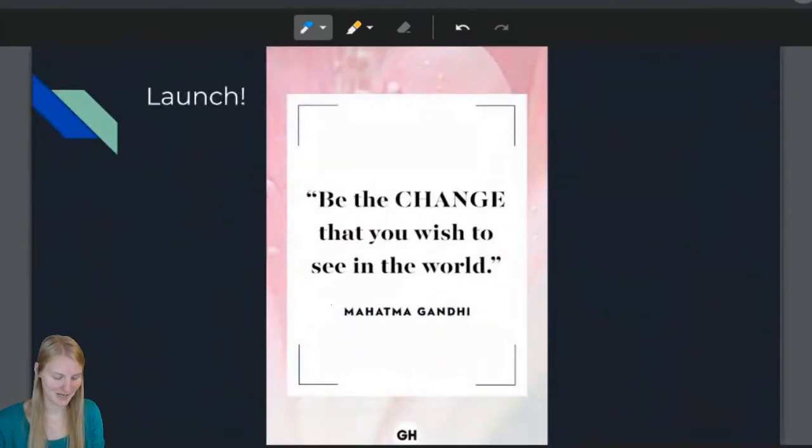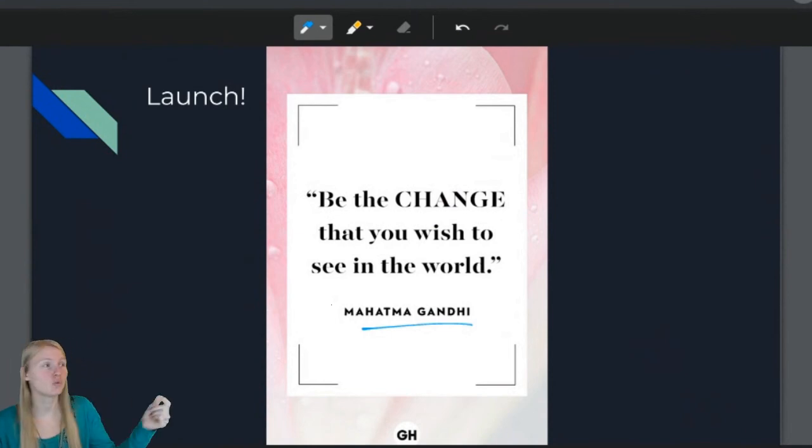And of course, let's end with a launch. This launch comes from Mahatma Gandhi, and they say, "Be the change that you wish to see in the world." Now, you've probably heard this before. And what this means is if you want the world to change, man, I really wish that people were less entitled. Man, I really wish that people were less rude. Whatever it is that you wish, start with you.